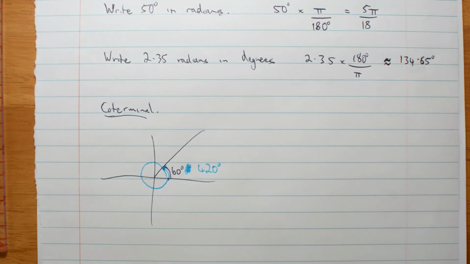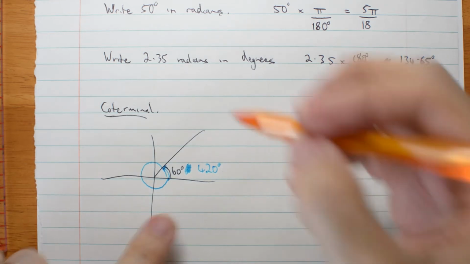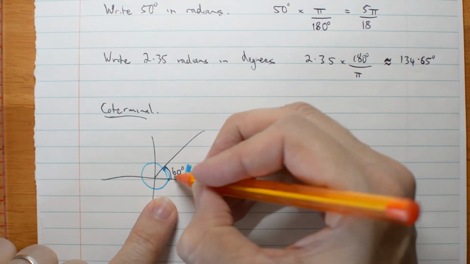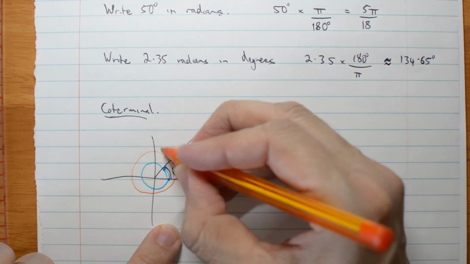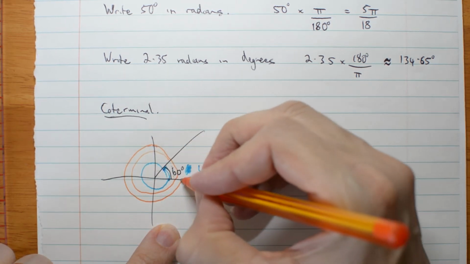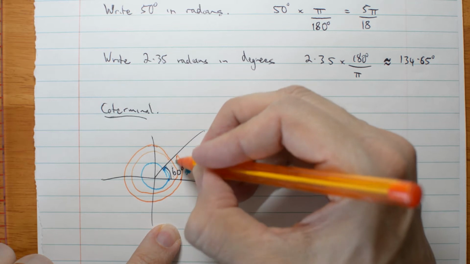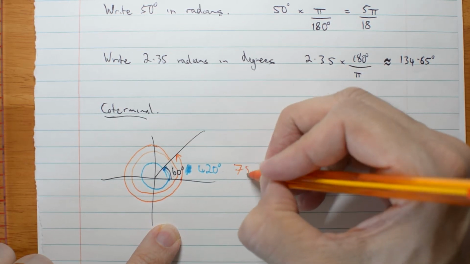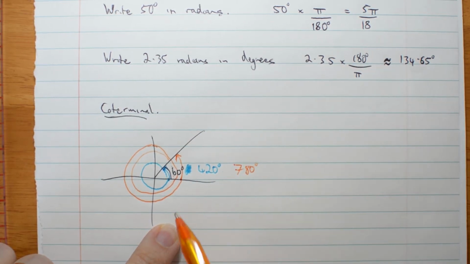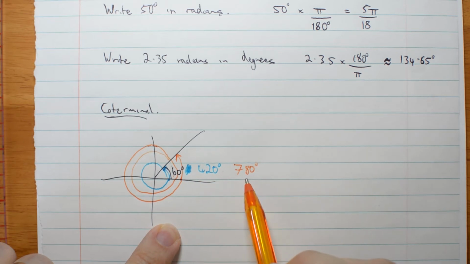And of course, I can go around another time. If I go once around, second time around, I've now got 720 degrees, and another 60, I'll have 780 degrees. These three angles are coterminal.